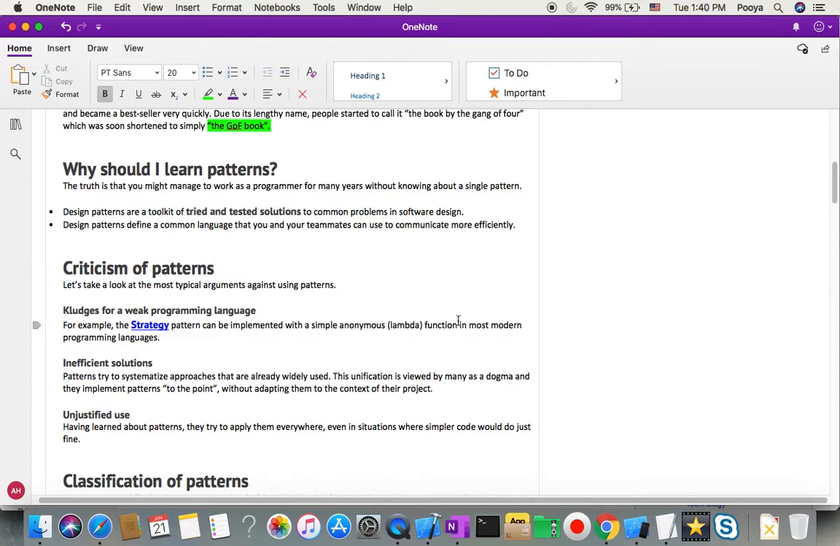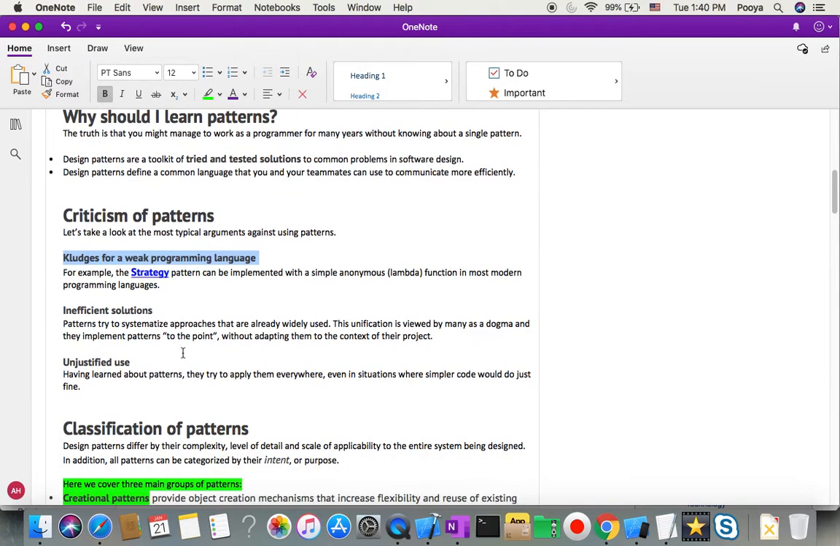And criticism of patterns. About anything there is always some challenge. There are challenges for patterns. It's good to know them because at some point you don't need to use them. So know this: a closure for a weak programming language. Sometimes we had a design pattern in 1995 because programming languages didn't support that. For example, the strategy pattern. This doesn't mean that you don't use the strategy pattern, but at some point there are features in the language you are using that mean you don't need to use these patterns.